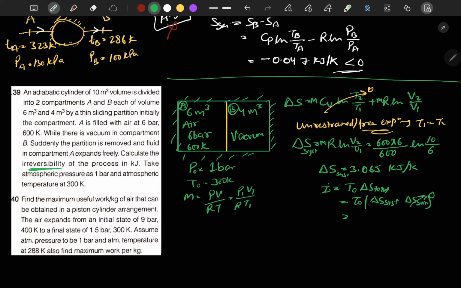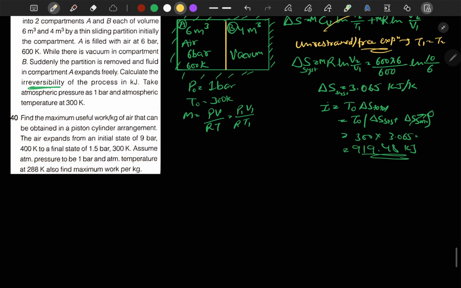So we can calculate it as 300 into 3.065, which is 919.48 kilojoule. So this is the answer for question number 39. We have solved it, and we will be moving to question number 40.